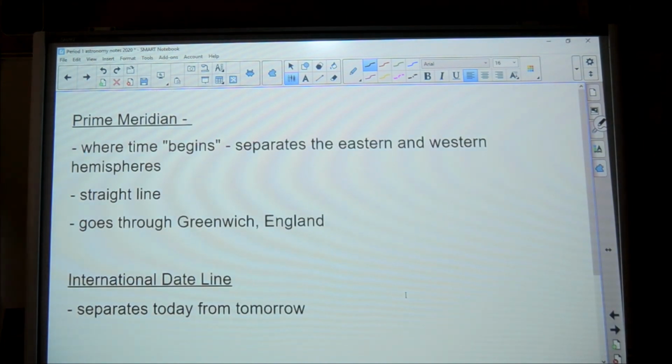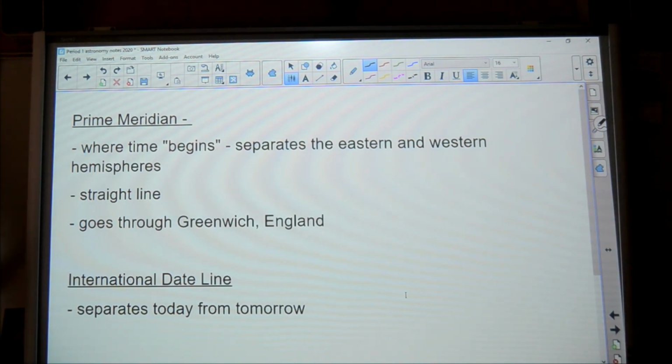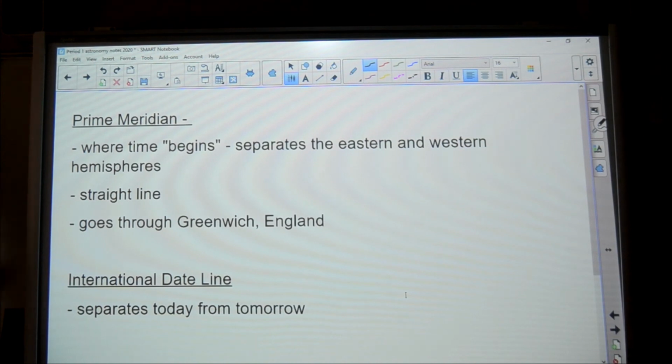All right, just a little review as we already talked. The prime meridian separates the eastern and western hemisphere. It's a straight line, goes through Greenwich, England. The international date line separates today from tomorrow. It's not a straight line. It jags, so this way you do not separate or cut off a country so it's on today and tomorrow simultaneously.